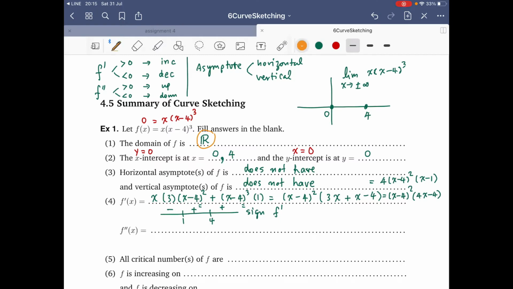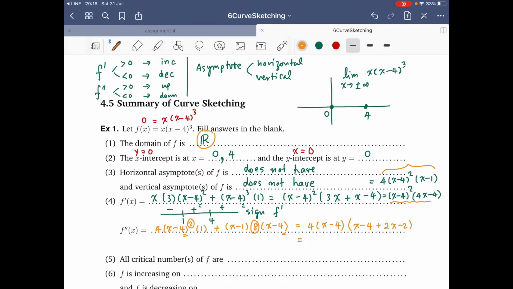How about your f double prime? Your f double prime can be found from this one as well. Oh, maybe this one may be better. So it will be the first derivative of the second, which is 1, plus the second derivative of the first, which will be 8, and then x minus 4. So again, you can pull out a common factor, which is 4 and then x minus 4, and you end up with x minus 4 on this one, you see, and 2x minus 2, because you still have the 2 here.